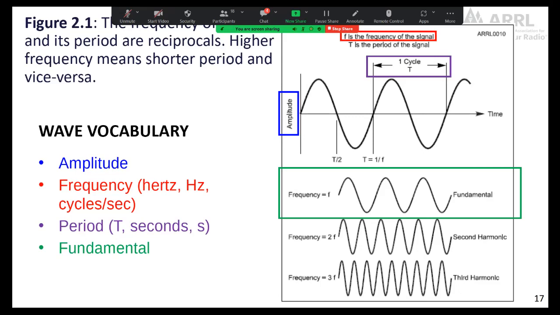When you generate a frequency, it also generates something called a harmonic. And these harmonics can be a second order or a third order or fourth or fifth and so forth. So what we're looking at there is the second harmonic is twice the frequency of your original cycle. And the third harmonic is 3 times the frequency. There is no such thing as a first harmonic. It is the fundamental.